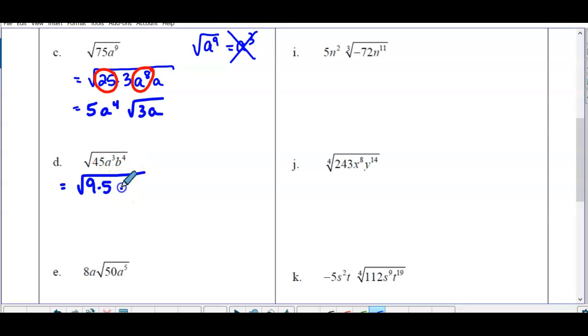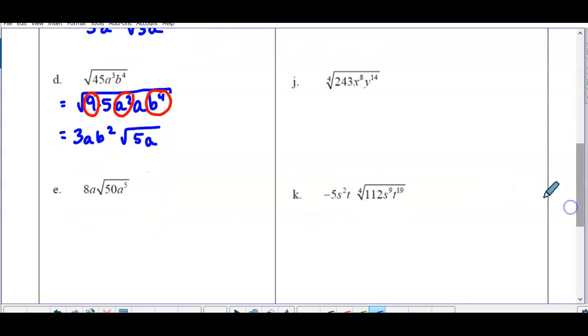Next one, 45 is 9 times 5. A cubed, well, the next lower even is a squared times a, and b to the 4th is a perfect square. So when we do perfect square, perfect square, perfect square, you're left with 3ab squared root 5a.